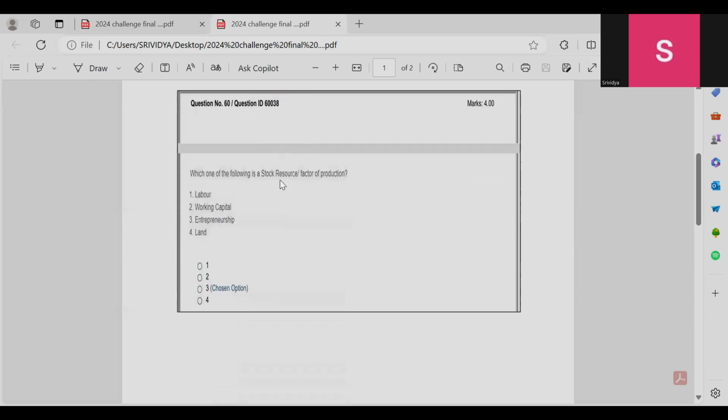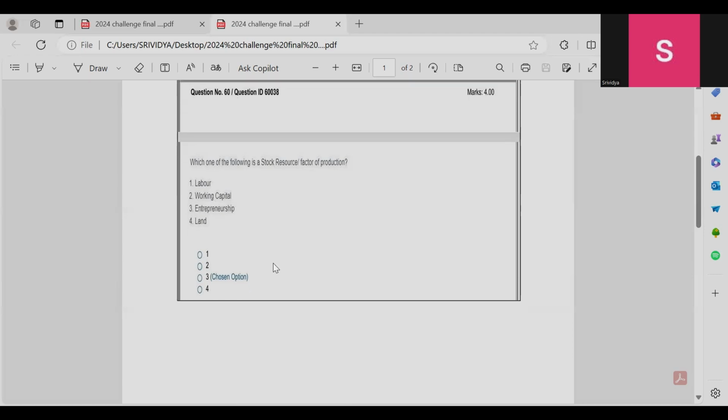The next question ID is 60038. Which one of the following is a stock resource or factor of production? Labor, working capital, entrepreneurship, and land. The correct option given is working capital. Actually, working capital is a stock resource, but we can claim land is also a stock resource. As we know, stock resources and flow resources depend on the length of the time period. Stock resources can be stored when they are not used in one production period, like seeds, fertilizers, etc. Land is both a flow resource and a stock resource, so we can claim land is also a stock resource. So option 2 and option 4 may be correct.